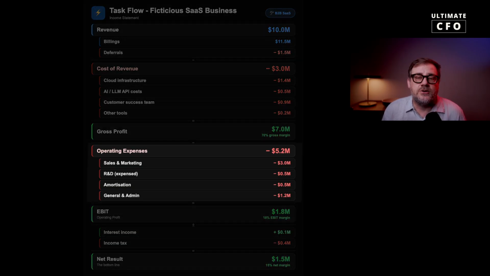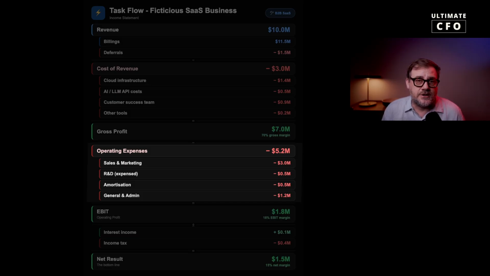Operating expenses. In our TaskFlow example, we have sales and marketing costs worth about $3 million. They're growing, so they're investing in sales reps, marketing campaigns, content, this is all fine. Our R&D expense, on the other hand, on the P&L looks really low. We're seeing $500,000 here, and we need to be really careful with this. In reality, we're spending $2.5 million on product and engineering this year, not $500,000. And I will explain where that difference went in a moment, so bear with me.